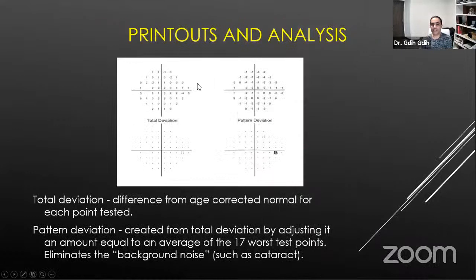So total deviation: when you see a visual field defect on the total deviation, it tells you that there is a problem. Okay? There is a problem. We don't know whether this problem is cataract, glaucoma, corneal opacity, uveitis. We don't know. It's just that there is a problem. That's what total deviation tells you.